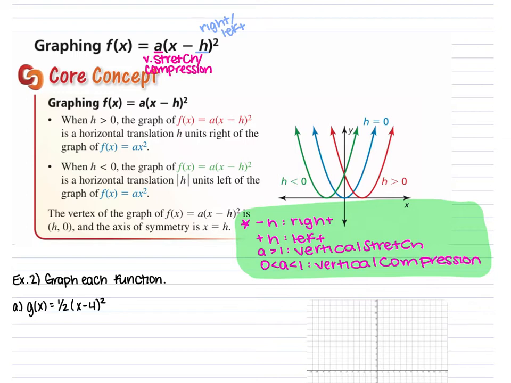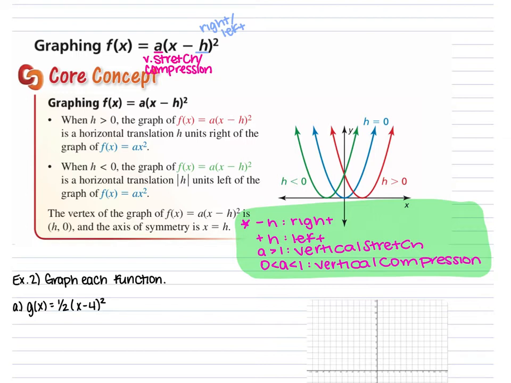Your a, the term that's directly in front of the parentheses, represents a vertical stretch or a vertical compression. If the number is between 0 and 1, it's a vertical compression. If it's greater than 1, it's a vertical stretch.